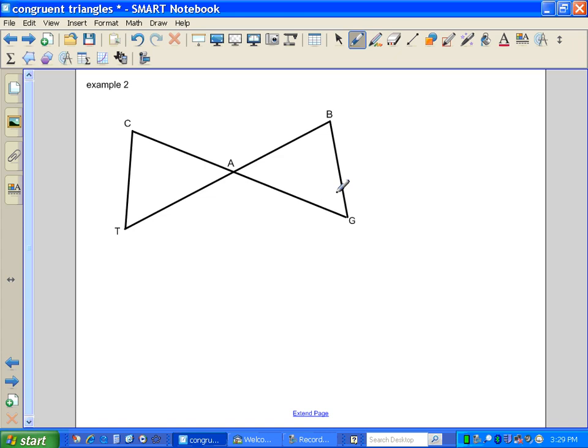Example 2. The only information we're given to start out here is that this line is congruent to this line and that this line is congruent to this line. The other piece of information that you're going to have to deduce on your own is that this angle is congruent to this angle.